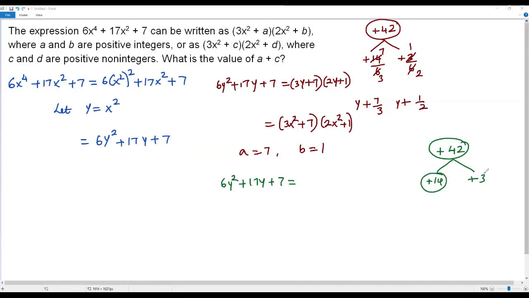So when I multiply them, I'm getting positive 42. When I add them, I'm getting positive 17. Okay, now I have to divide both the factors by the coefficient of y squared, 6. So let me do it. This time I'm not going to simplify these two as I've done over here.